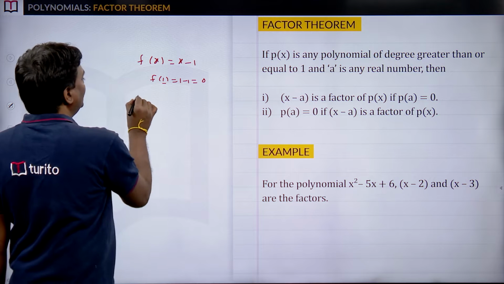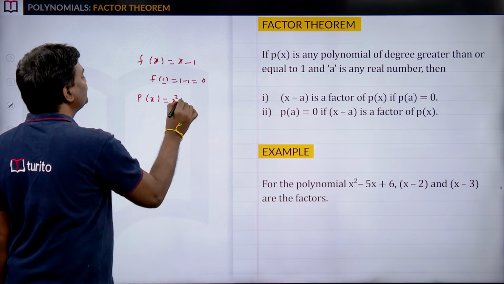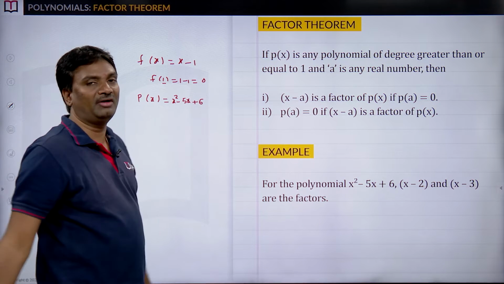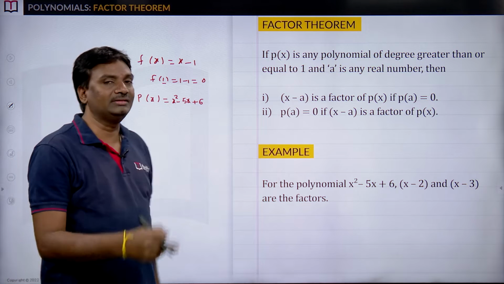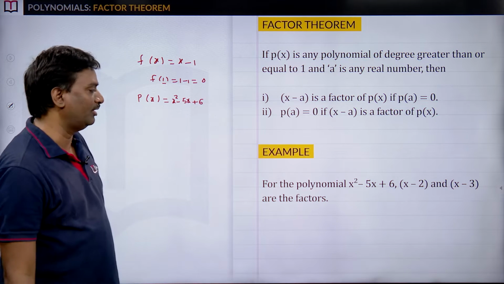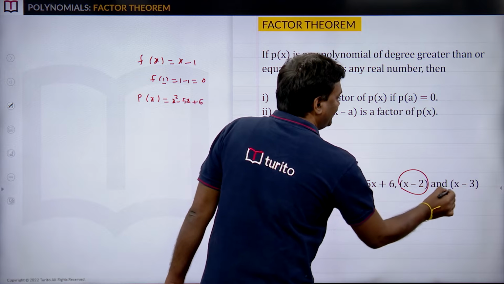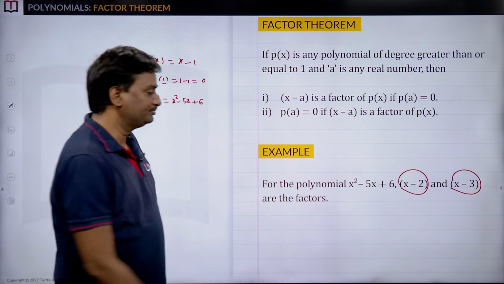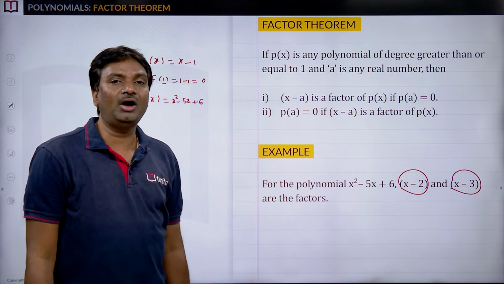Suppose the given polynomial x square minus 5x plus 6 is p of x, or you may take f of x or g of x, as you wish. In this polynomial, we have taken x minus 2 and x minus 3. Actually, this is a quadratic polynomial. Already in the previous classes we have discussed.